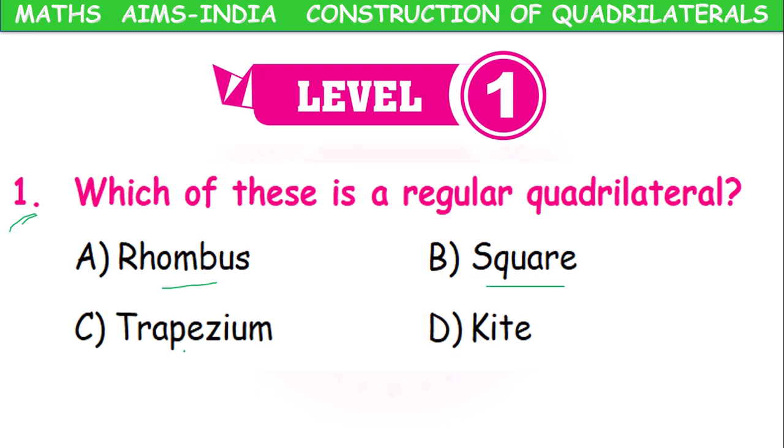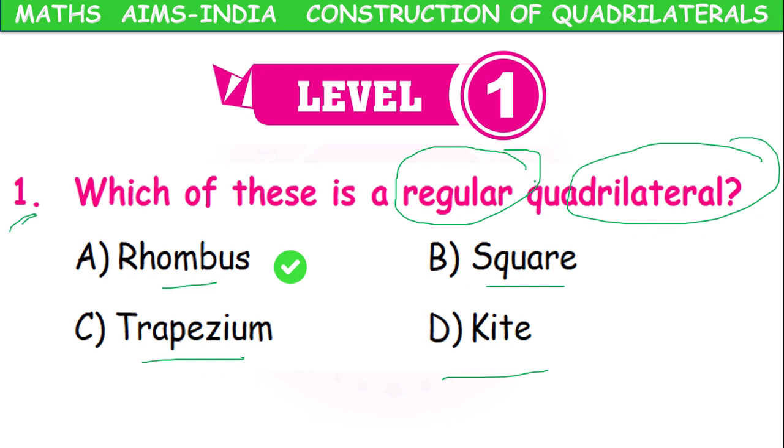Rhombus, square, trapezium, kite. And the correct answer is rhombus, children, because regular quadrilateral means all the sides to be equal. That is one thing. So if in the parallelogram, all the sides are equal, then it will be called a rhombus.